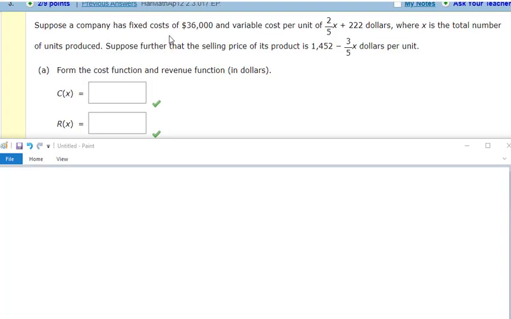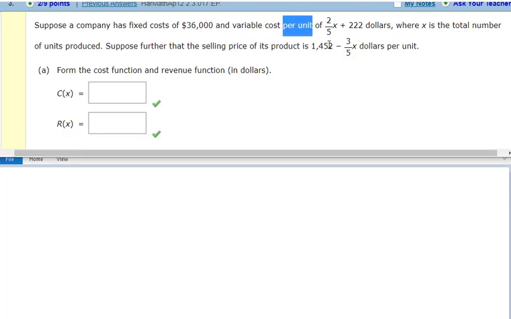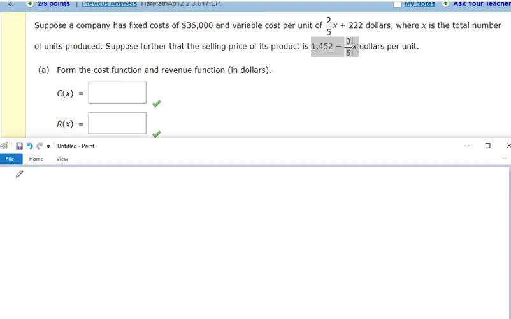Okay, let's do this problem. Suppose a company has fixed costs, 36,000, variable cost per unit, pay attention to that, 2/5 x plus 222. X is the total number of units, and a selling price that also is variable. Form the cost function and the revenue function. All right, this is a review of what we've done before. Cost is going to be variable cost plus fixed cost.